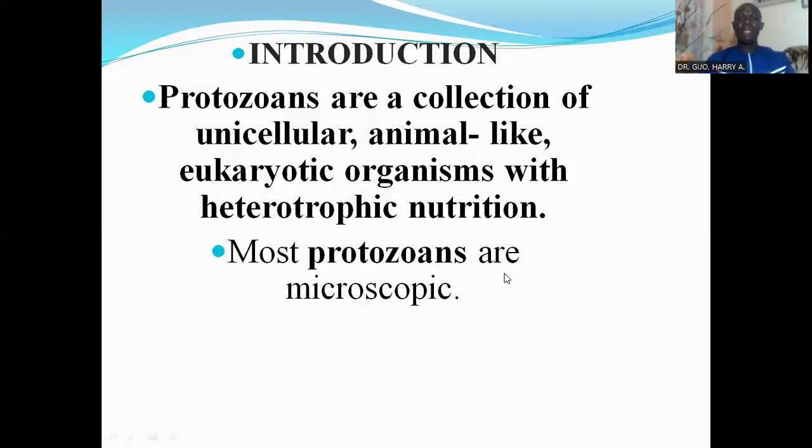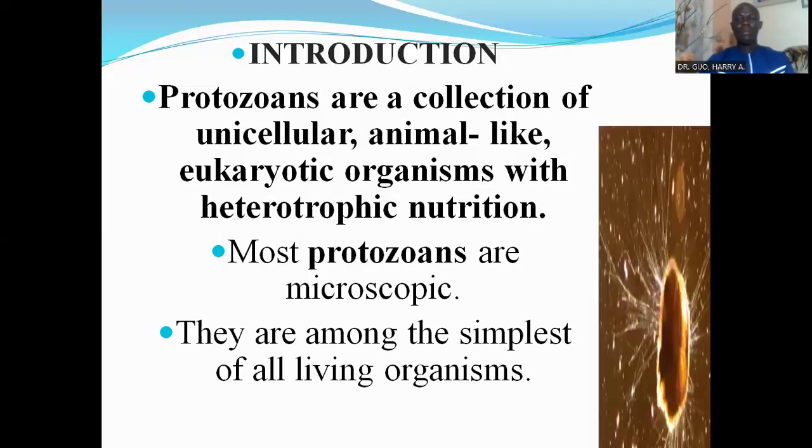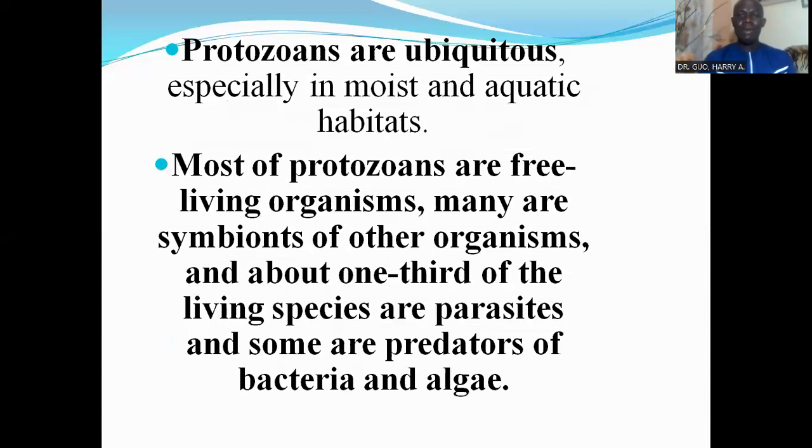Most protozoans are microscopic. They are not classified into the kingdom Animalia because they are unicellular, but they have all the characteristics of the animals. They are among the simplest of all living organisms. Protozoans are ubiquitous, especially in moist and aquatic habitats. They are very abundant in moist and aquatic habitats.